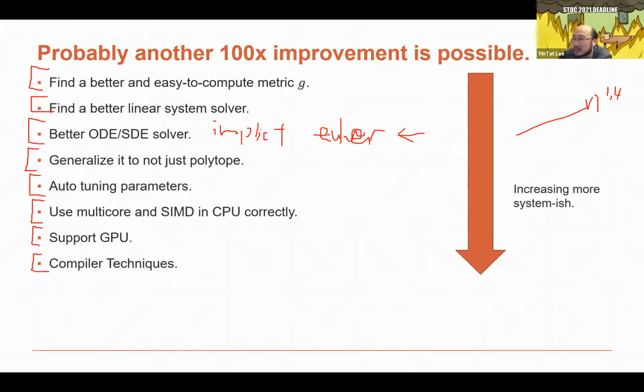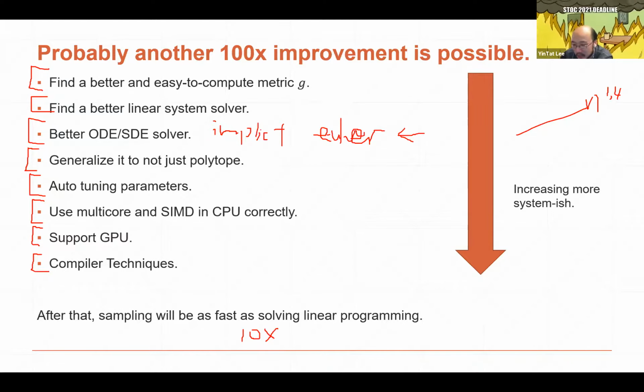So we believe our algorithm should be way faster. Although our algorithm is already super fast currently, we are still trying to make sure it is robust and fast. And in general, my general belief is you can sample maybe as fast as 10 times the cost of solving a linear program. And we're still quite far away from that goal.